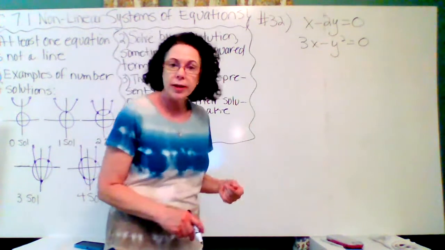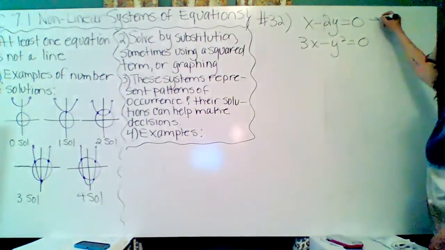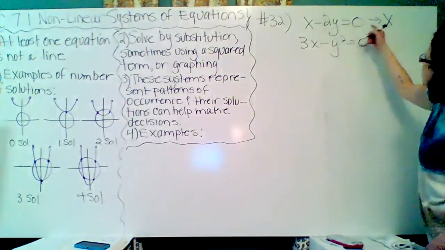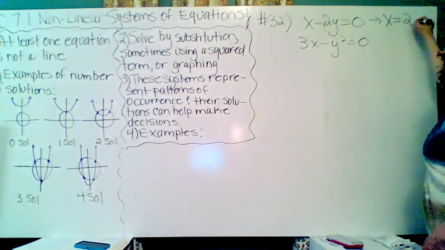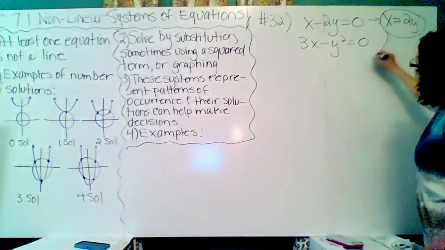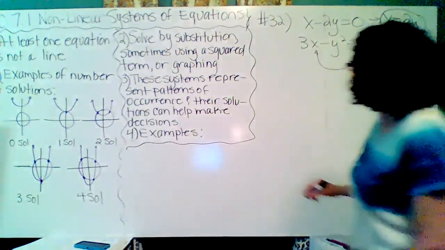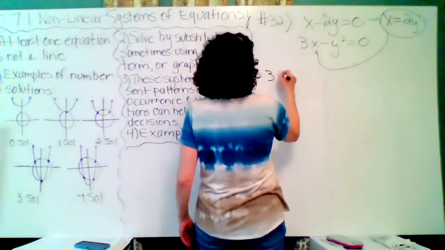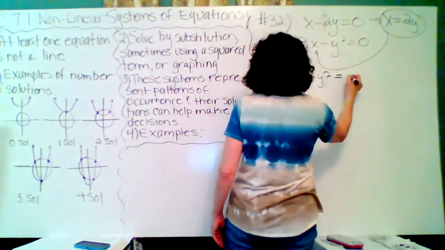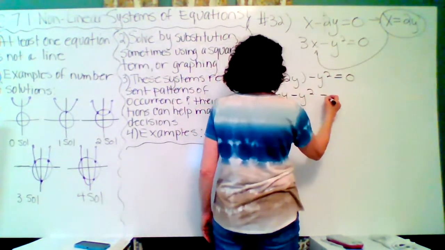I think there's a couple ways to go. I think a good way to go is in the top equation, it would be easy for me to get the x alone by adding a 2y to each side. So x is equal to 2y, and I will, for this x right here, replace it with 2y. So we have 3 times 2y minus y squared equals 0. 6y minus y squared equals 0.